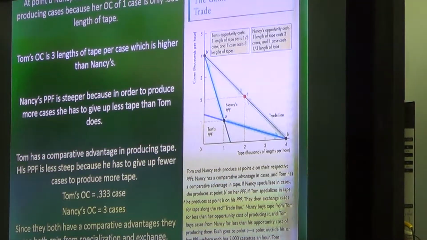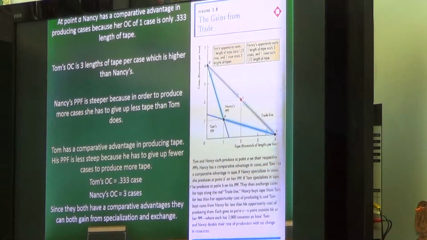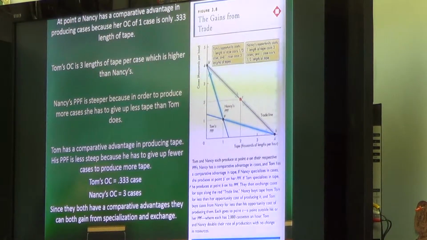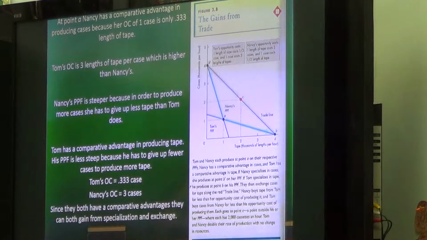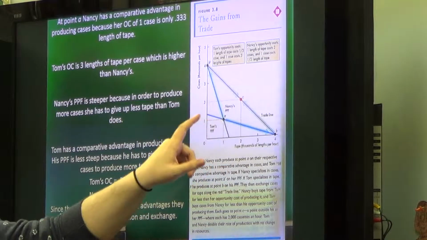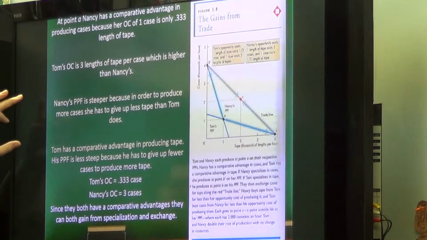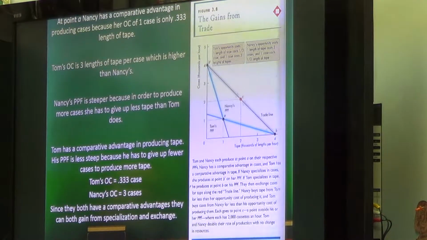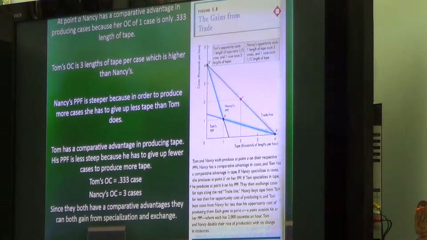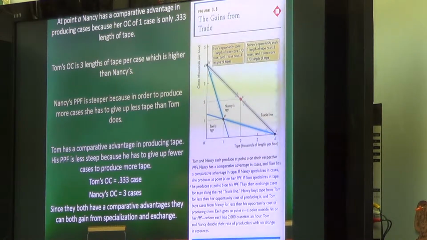Okay, so at point A on this graph, Nancy has a comparative advantage in producing cases because her opportunity cost of 1 case is only 0.333 length of tape. So over here, tape, producing 1, case 1. So it's not really showing the whole 1/3. Anyway, so Nancy's production possibility frontier is steeper. So this would be Nancy's. Because in order to produce more cases, she has to give up less tape than Tom. Like she can make more cases and tape than what Tom can.